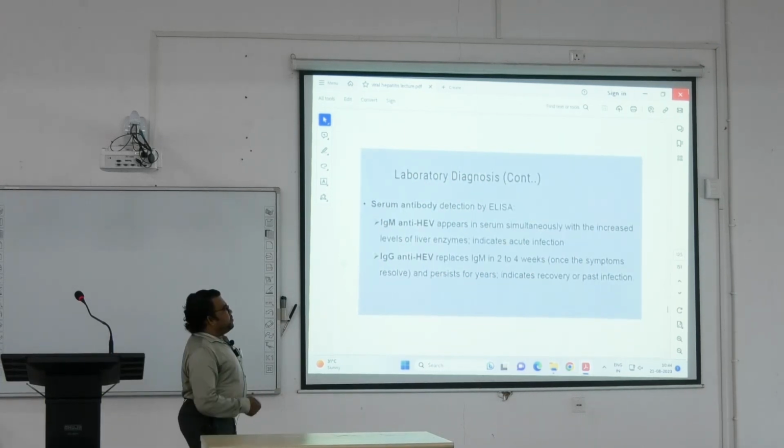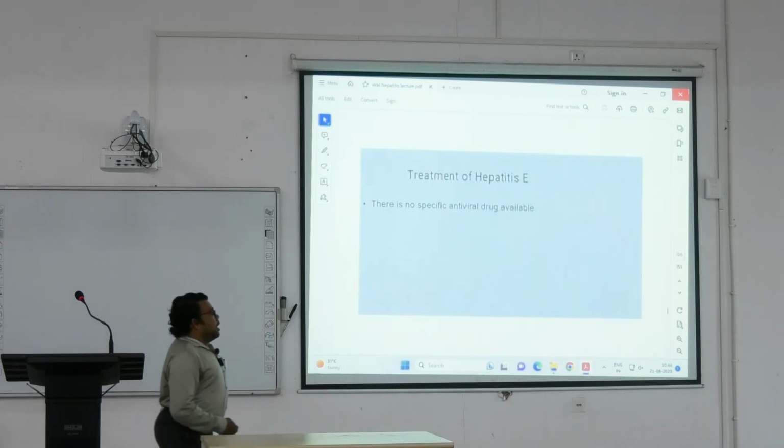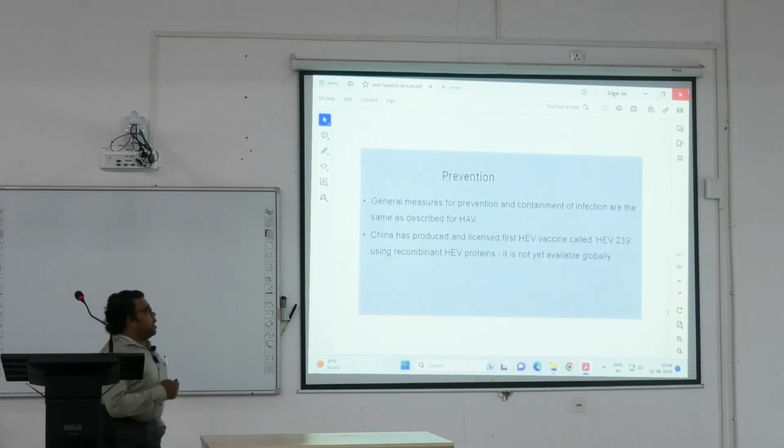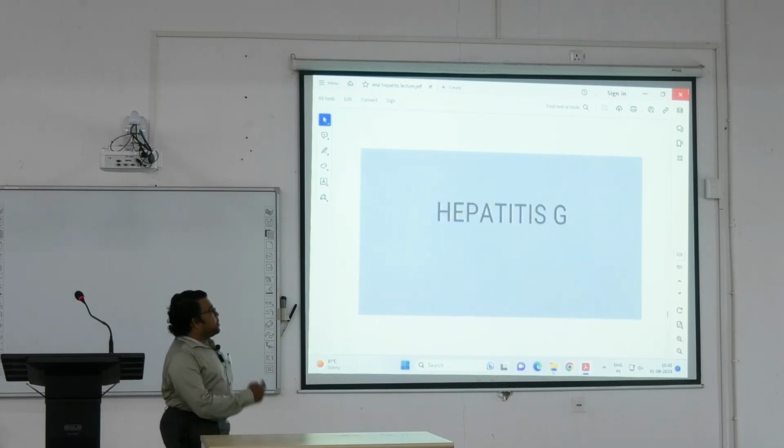Diagnosis is by detection of the antibody against hepatitis E virus, either IgM or IgG class, and there is no specific treatment or specific vaccine. However, China has produced a vaccine which is not implemented yet.